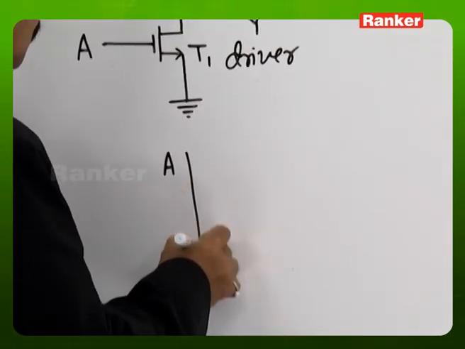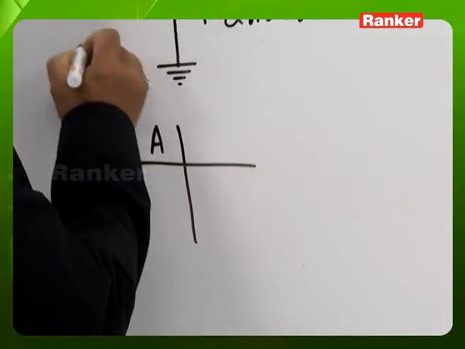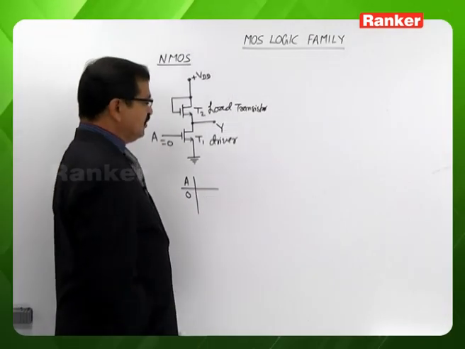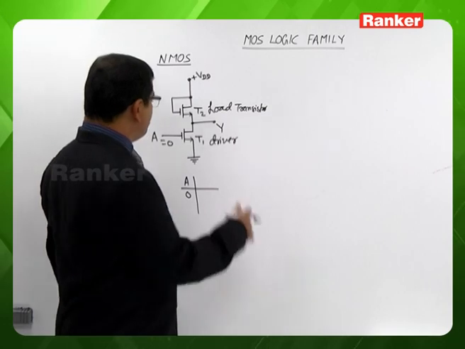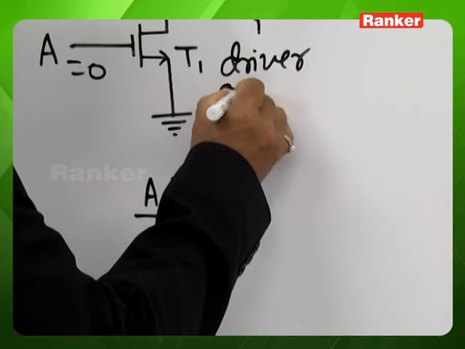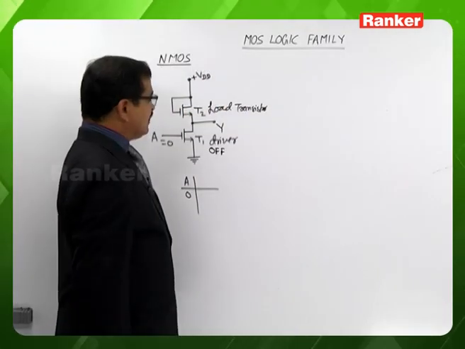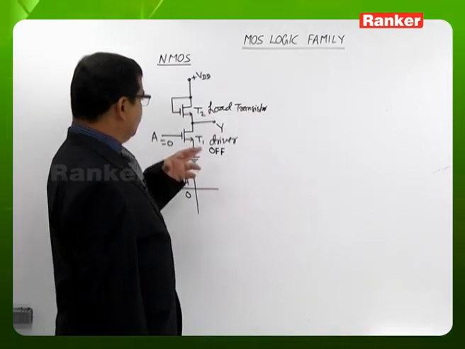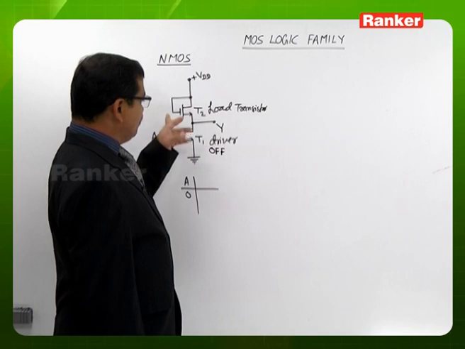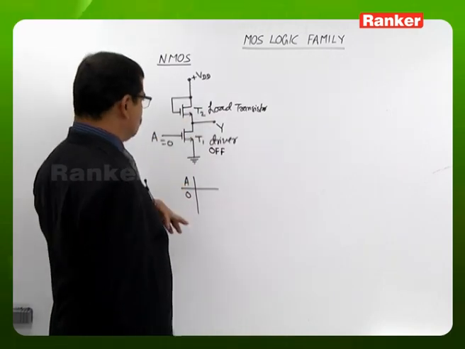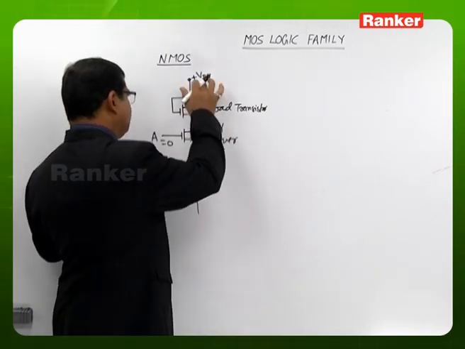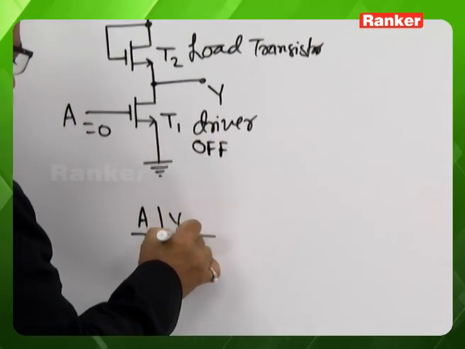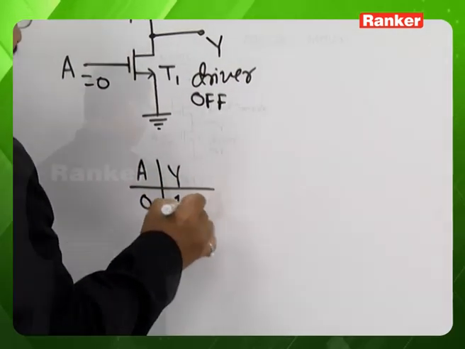let us look at the operation of this circuit in terms of the logic levels. If at all A is 0, we are looking that the transistor T1 will be in the off state. Whenever the transistor T1 is in the off state, the output terminal to ground impedance becomes infinite. So that is why we are looking at +VDD. This +VDD in terms of the logic level we are looking at as 1.